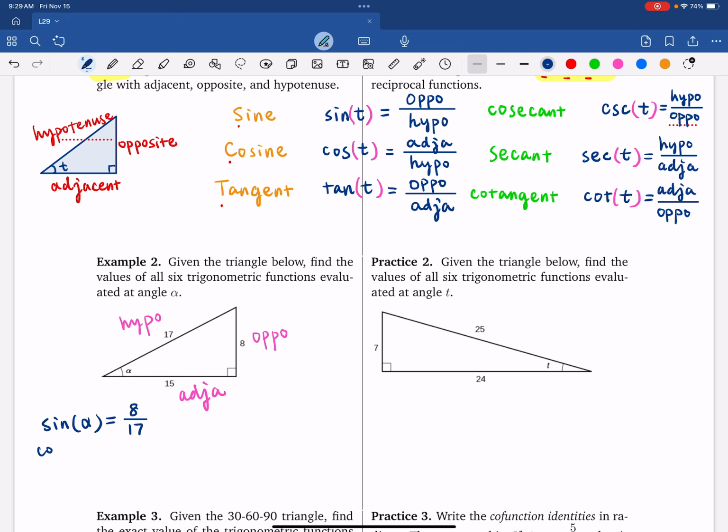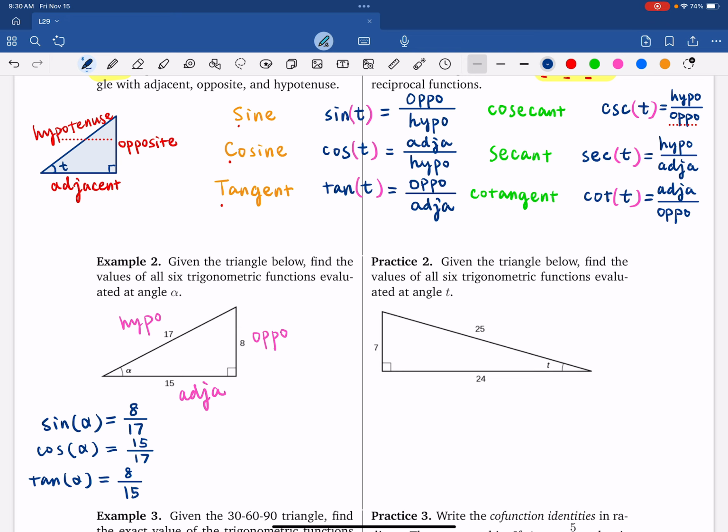Next is cosine. I'm going to do cosine of alpha. And according to SOHCAHTOA, cosine of alpha will be adjacent divided by hypotenuse. Adjacent is 15, hypotenuse 17. And then we have tangent of alpha. Tangent of alpha is opposite divided by adjacent. That would be 8 divided by 15.